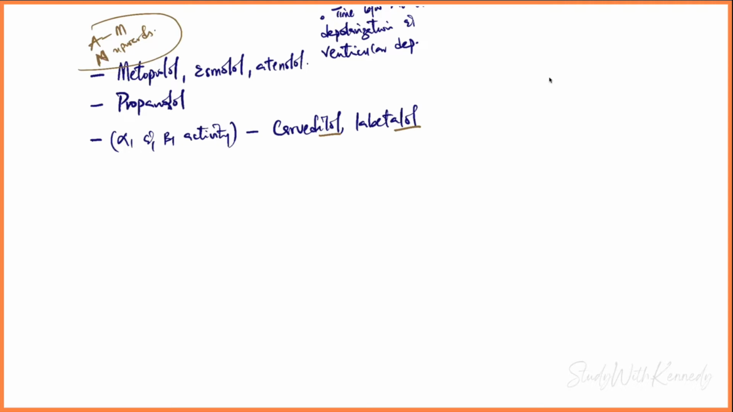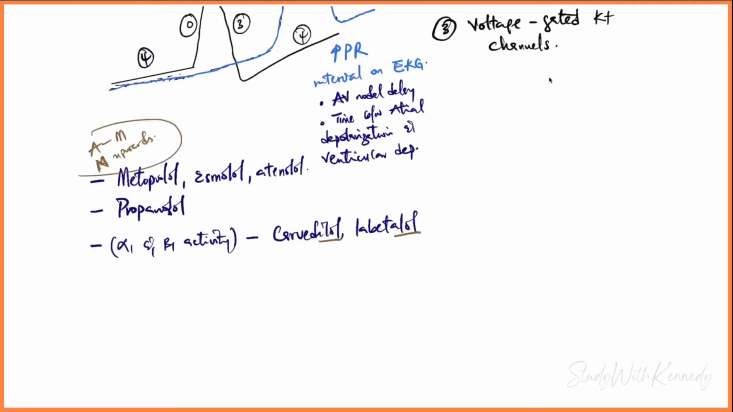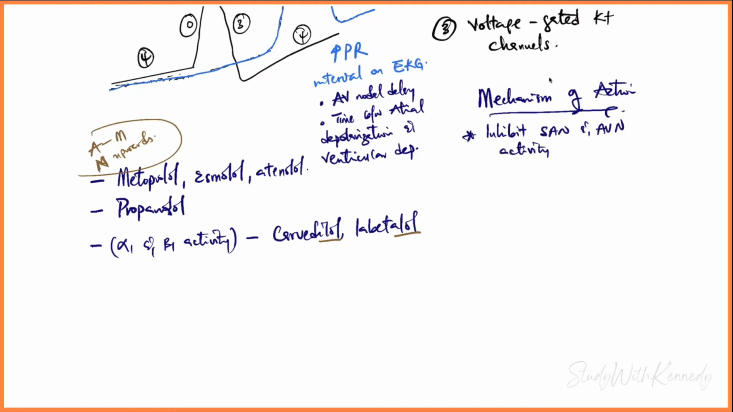Now we want to look at the mechanism of action of these medications. We've already described that before, but let's actually take notes on that. How exactly are these medications carrying out their activity? By blocking the beta 1 receptors on the heart, these medications inhibit SA node and AV node activity.